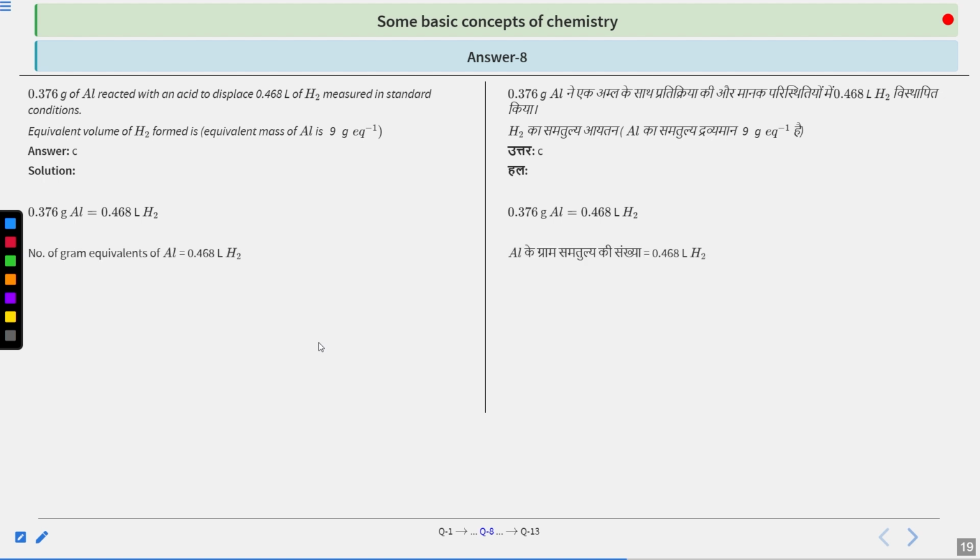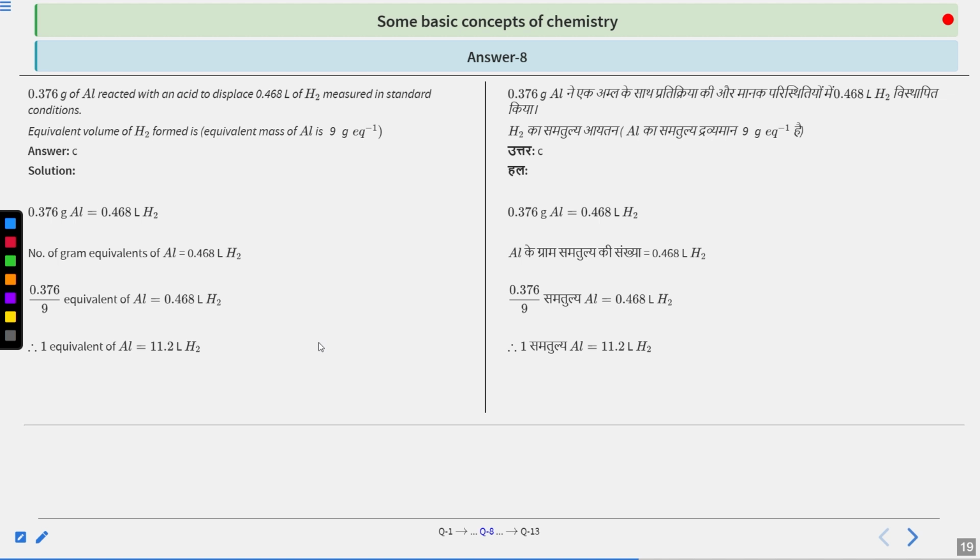Now, number of equivalents of aluminium will be how much? It will be 0.468 liter of H2. Clear? Now, 0.376 by 9 equivalent of aluminium is what is reacting with 0.468 liter of hydrogen. Okay, so very simple. What they have done, they have calculated the equivalence of aluminium by dividing it by the equivalent mass.